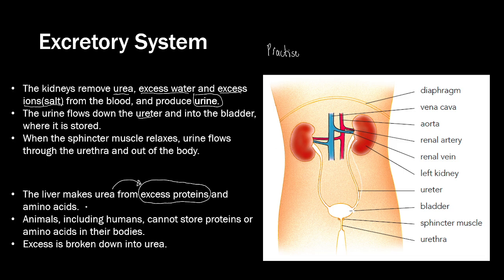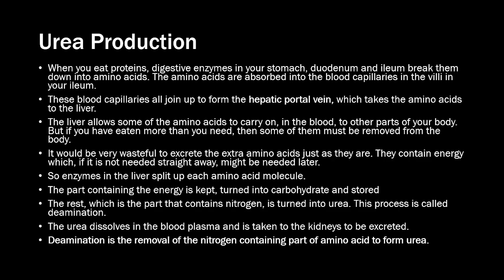Okay. There we go. Animals, including humans, which is us, we cannot store proteins or amino acids in our body. Excess proteins are then broken down into urea. Okay, but then how is it produced? How is it broken down? When you eat proteins, right, you have a meal that has a lot of proteins.